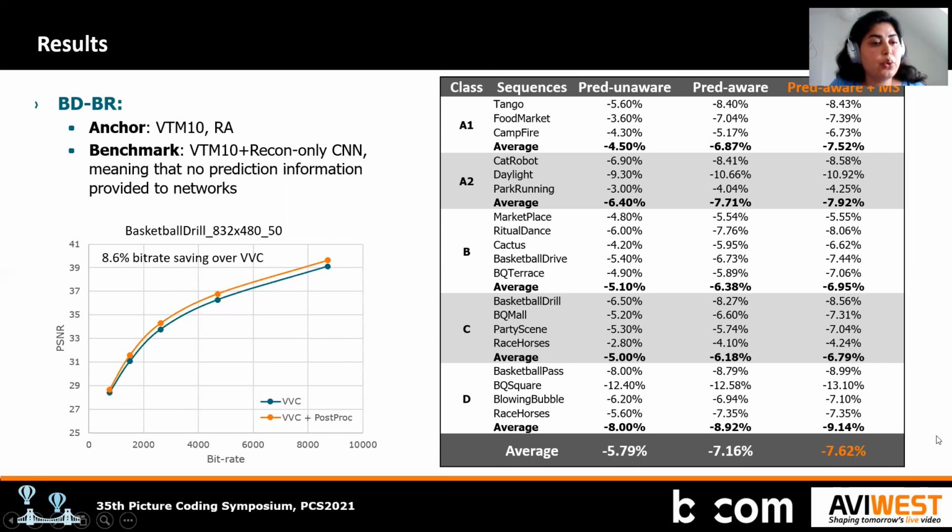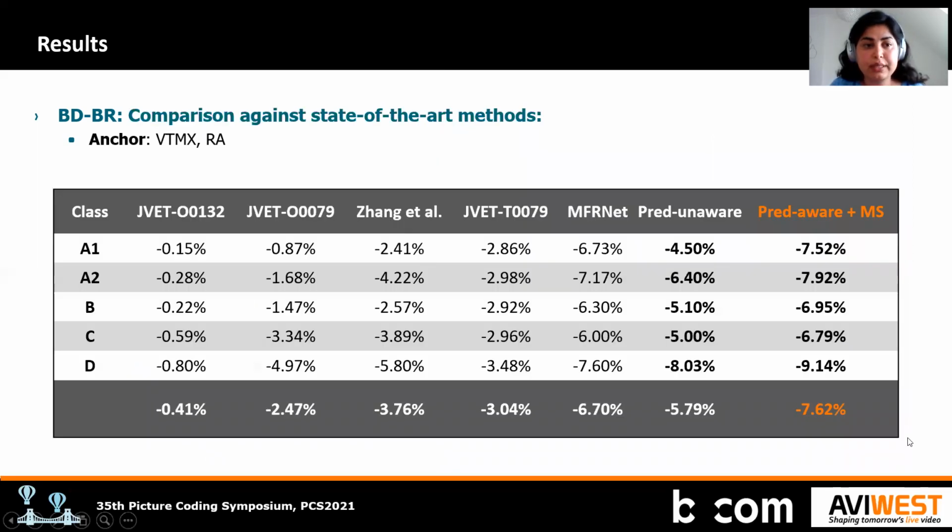Here also, there is a rate distortion curve of one sample from class C that shows that we have a consistent gain over the whole bitrate range. And also in this slide, you see our results, which are compared with some state-of-the-art methods. And here you see that our method is outperforming all these methods.